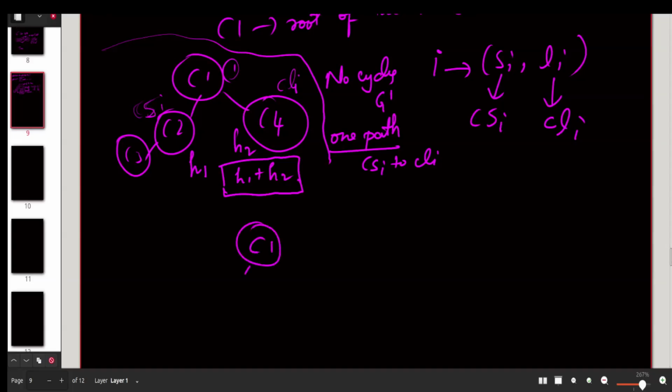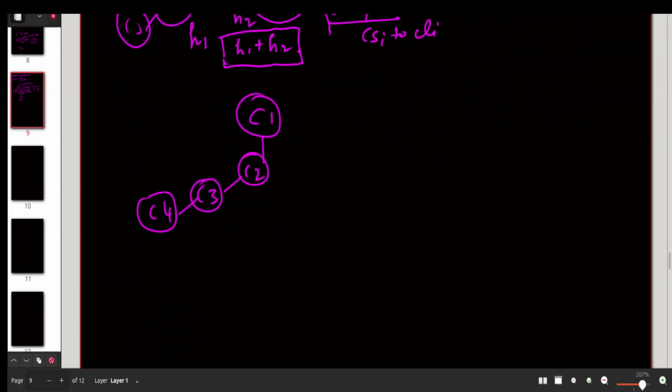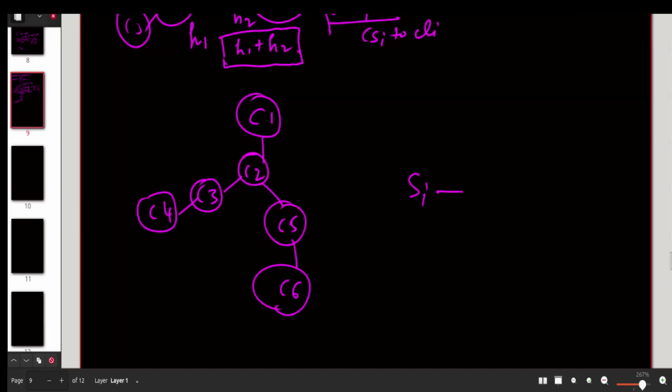But if the graph is like this, or the tree is like this, and let's say your SI is in C4, your LI is in C5 in the fifth component. Now, what is the solution for this? Here, if you break the edge between C1 and C2, it won't affect the path that exists between C4 and C5. This one.